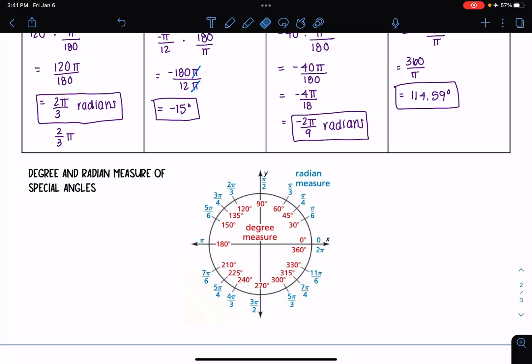One thing that's especially good to recognize is the axes. I see that 0 and 2 pi are over here. If I go 90 degrees, that's the same thing as pi over 2. If I go 180 degrees, it's the same thing as pi. 270 degrees is the same thing as 3 pi over 2, and so on. So that's a good thing to remember for later on.